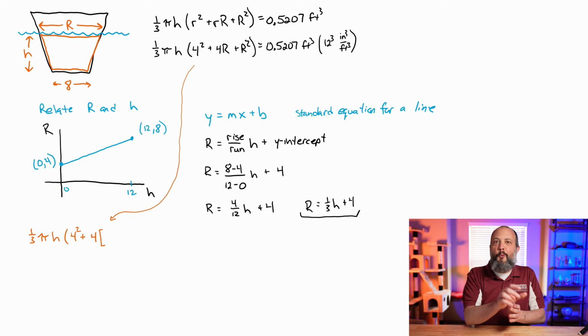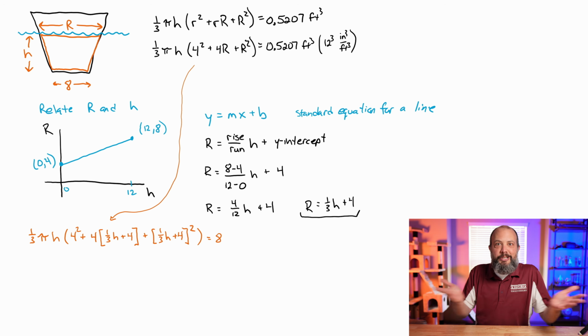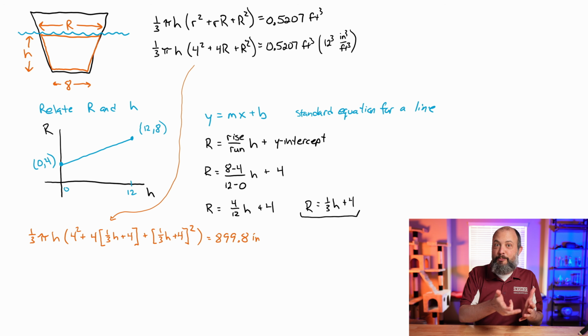When height is 0, 1/3 of 0 is 0 plus 4. That gives us 4. When the height is 12, 1/3 of 12 is 4 plus the 4 makes 8. So it looks like this equation works. So we can plug this linear expression in as big R in the equation.